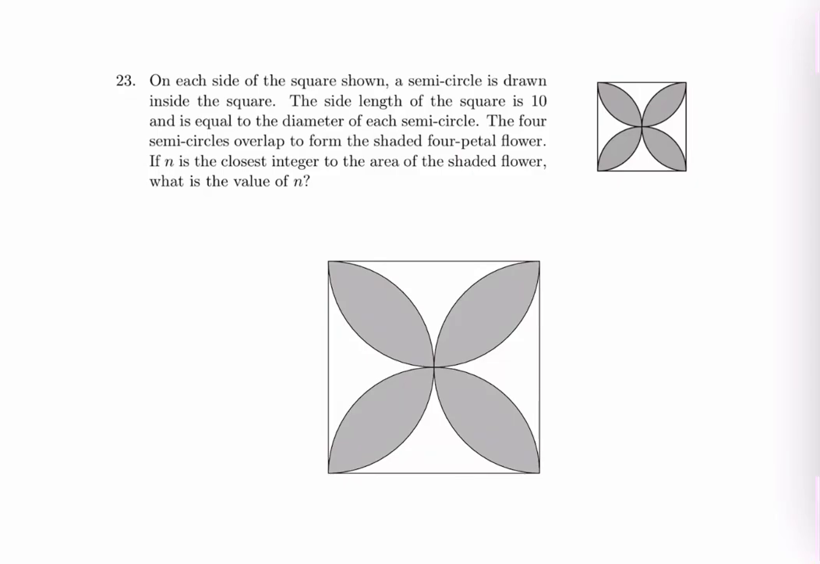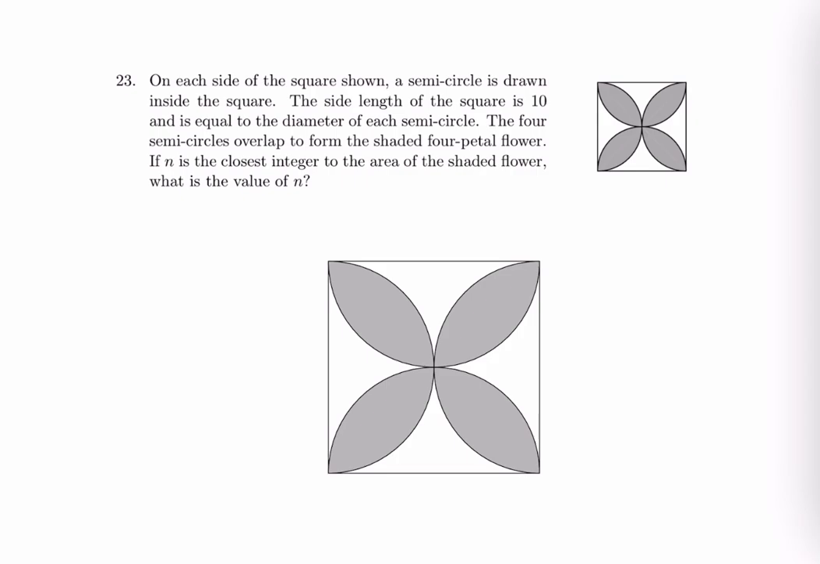On each side of the square shown, a semicircle is drawn inside the square. The side length of the square is 10 and is equal to the diameter of each semicircle. The 4 semicircles overlap to form the shaded 4-petal flower. If n is the closest integer to the area of the shaded flower, what is the value of n?